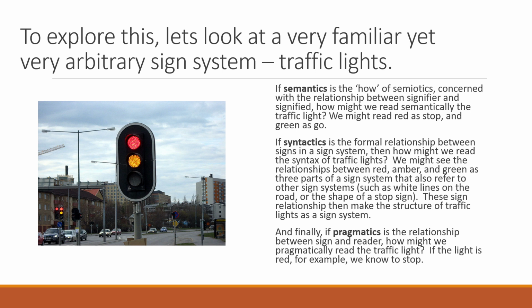In syntactics, it is the formal relationship between signs in a sign system. Then how might we read the syntax of the traffic lights? We might see the relationship between red, amber and green as three parts of a sign system that often also refers to other sign systems, such as white lights on the road or the shape of a stop sign. These sign relationships then make the structure of traffic lights as a sign system. To be precise, it studies the relationship between these signs.